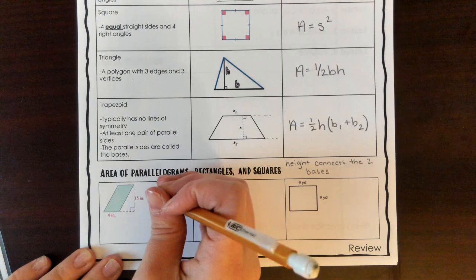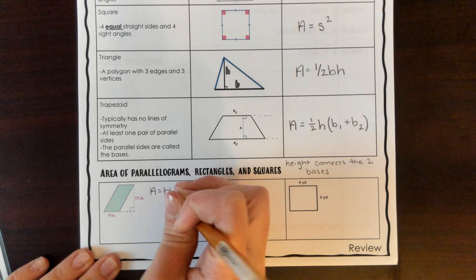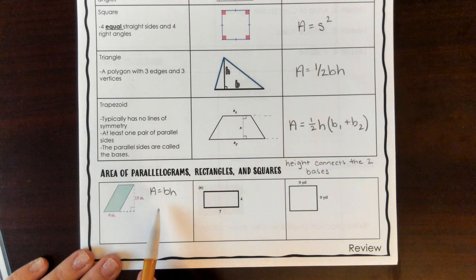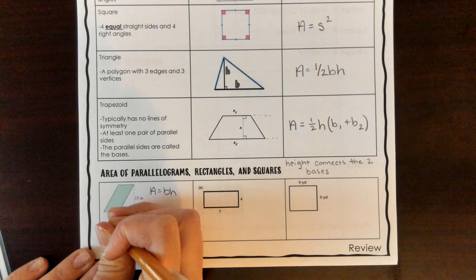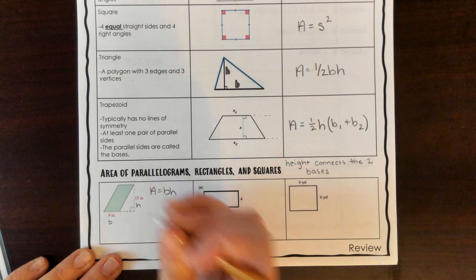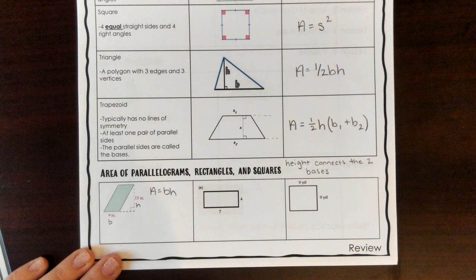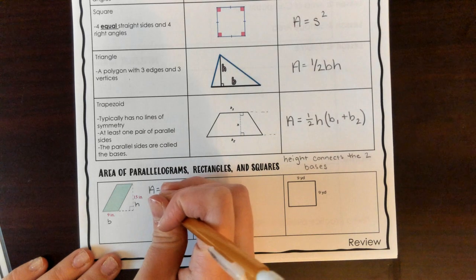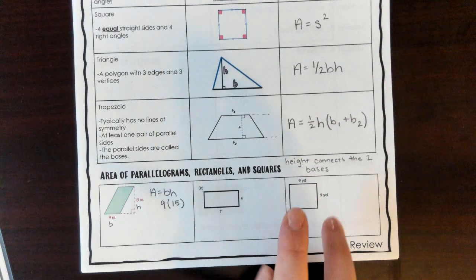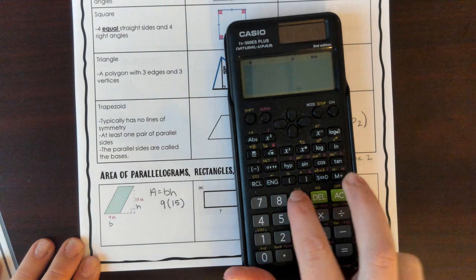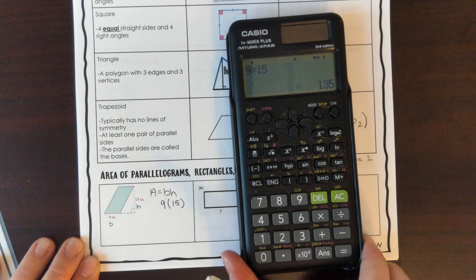In order to get all the points and to get credit on a problem, you have to list the formula, show your work, put the answer, and your label. So here, the base is 9 inches and the height is 15. Now, if you get those mixed up, you're going to get the same answer, but it is important that you can recognize the two. So 9 times 15, we're just plugging them in. And 9 times 15 is going to give you 135.